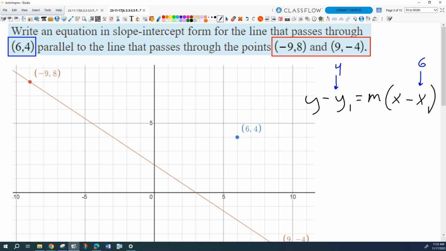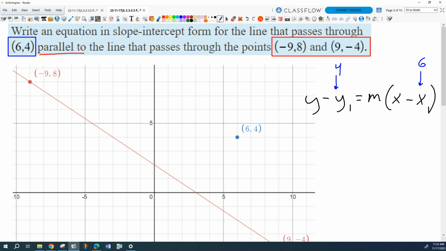I don't have a slope, though. How am I going to get a slope? What could I do? What do you think, Brandon? Find the slope of the red line. If they're parallel, they have to have the same slope. Okay, right? If they're parallel lines, they have to have equal slopes then, right? So by finding the slope of the red line, I am in effect finding the slope of my line also, because they're the same, right?